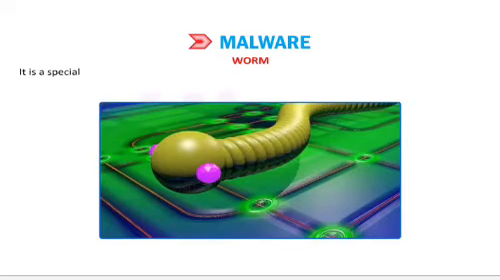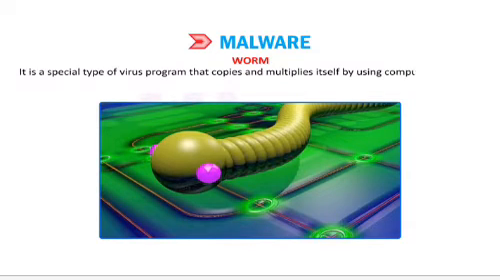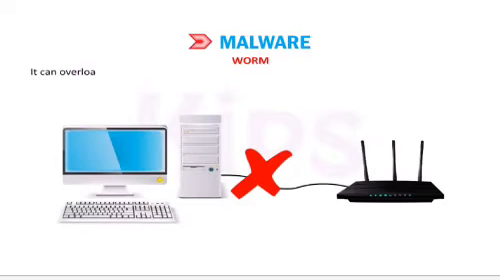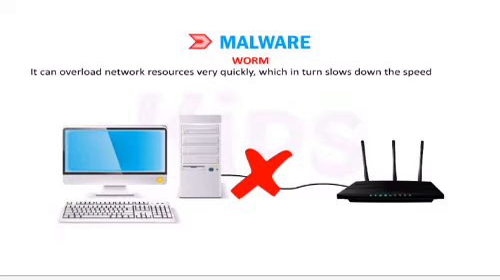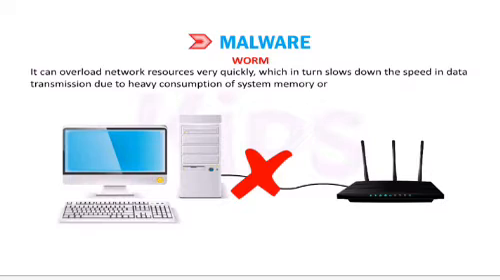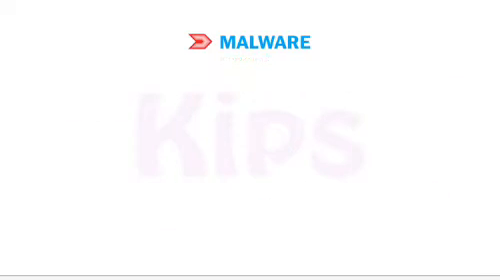Worm. It is a special type of virus program that copies and multiplies itself by using computer networks and security flaws. It can overload network resources very quickly, which in turn slows down the speed in data transmission due to heavy consumption of system memory or network bandwidth.